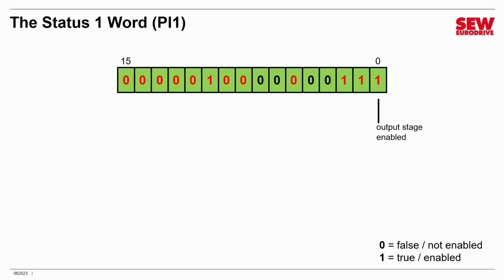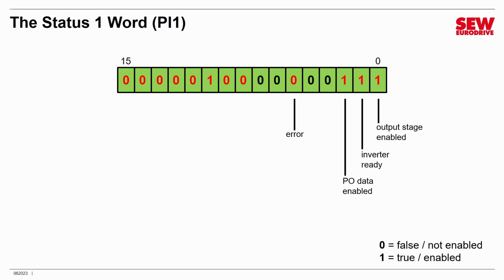So for example, output stage enabled. If you see a 1 in bit 0, that means that the VFD has turned on its transistors and probably it's getting ready to run. Bit 1 indicates if the inverter's ready or if it's not. If it's 1, it means it's true, the inverter is ready to go. If it's 0, it's false, it's not ready to go. Bit 2 simply indicates the VFD is listening for PO data from the PLC.